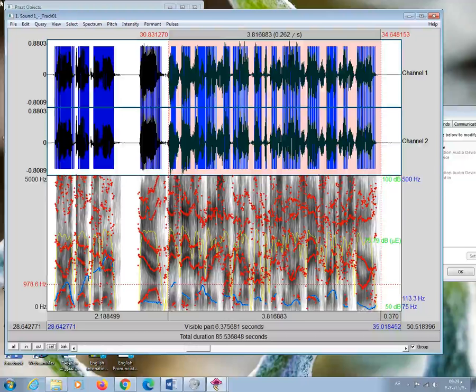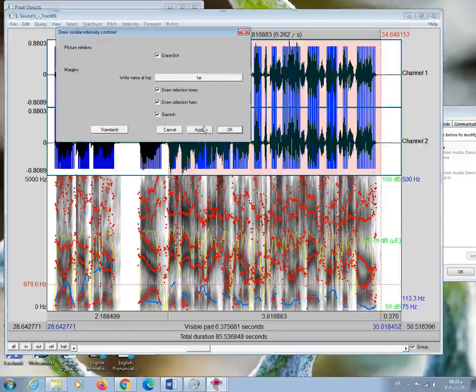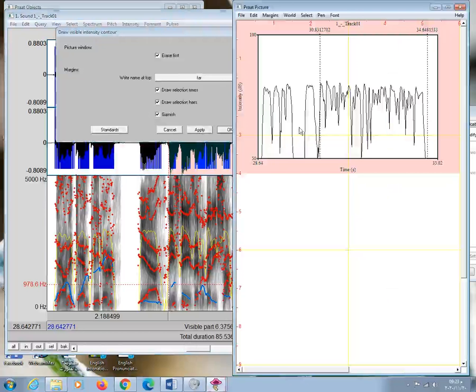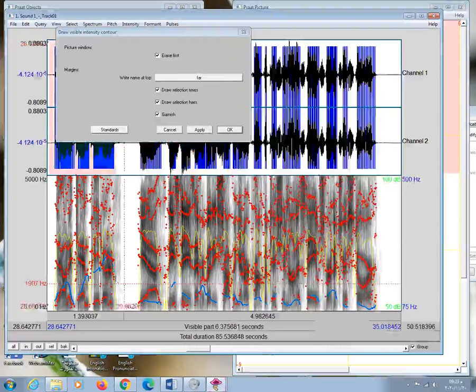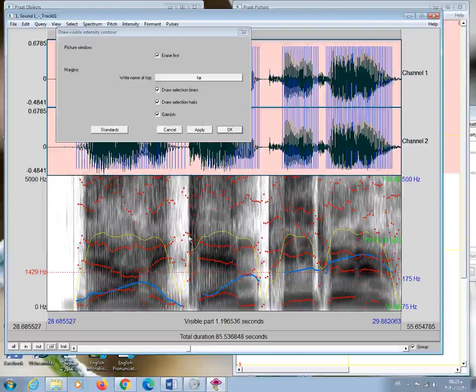Let's see, pitch draw visible. Yes, apply. Let's take this one, for example, and say select. As you can see, down again, Peter? Down again, Peter. Rising intonation, and so on.